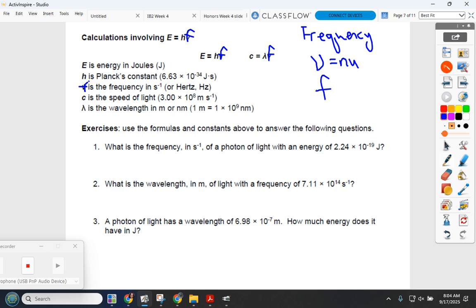Okay, so there's obviously lots of different kinds of energy. In this case, when we're talking about the energy of light, whether it's visible or other parts of the spectrum, we have this equation that tells us that the energy of that photon, of that wave, is equal to Planck's constant times the frequency.